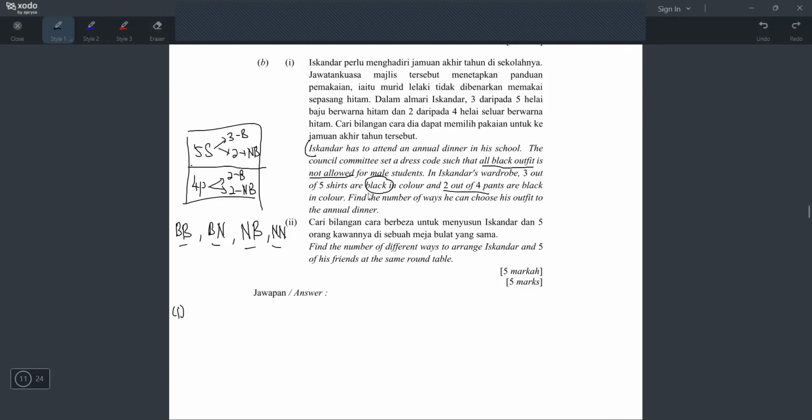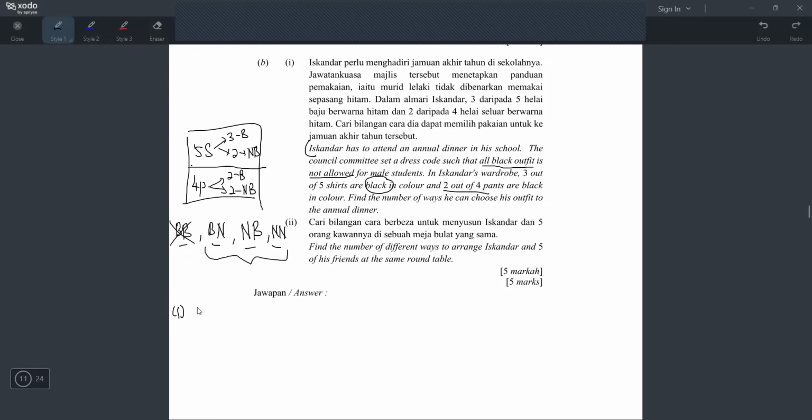You only do the question that asks you to find. So the question only wants you to find all black outfits not allowed, because I'm finding the number of ways he can choose his outfit to the dinner. So he cannot choose all black. So definitely I cannot take this. It means I'll take here, these 3 added together.